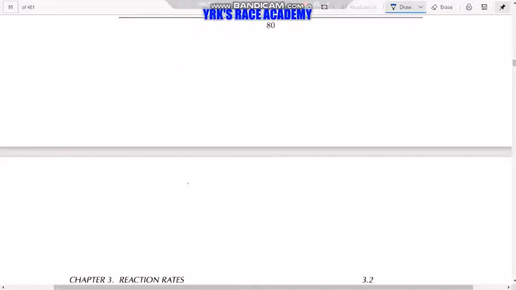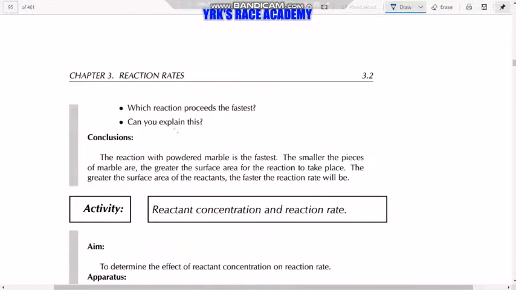So what are the results observed after the reaction? Which reaction proceeds fastest, can you explain? If anybody asks, you can tell. The conclusion after the reaction is that the reaction with powdered marble is fastest. The smaller the pieces of marble, the greater the surface area for the reaction to take place. That's why the greater the surface area of the reactants, the faster the reaction.